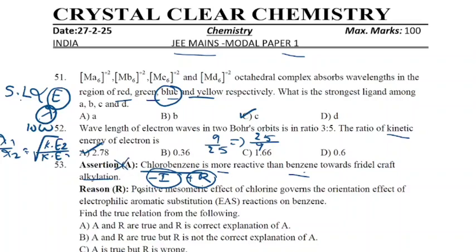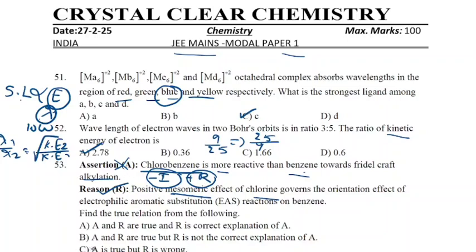Let us see the reason. The positive mesomeric effect of the chlorine governs the orientation effect of the electrophilic aromatic substitution reaction. Yes, it's correct. As we discussed now, the plus R effect of the chlorine directs the incoming electrophile towards ortho and para. That means it's an ortho-para director. In simple words, though chlorine is an ortho-para director, it is less reactive than benzene. So the reason is correct, but the assertion is wrong. The answer will be option D.